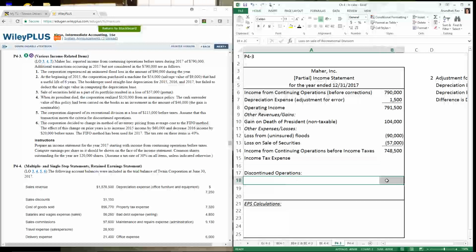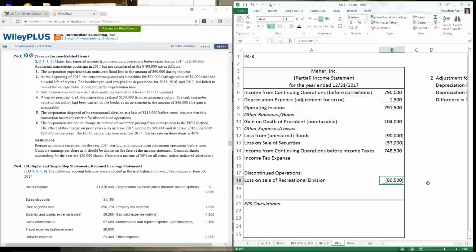So I have a loss on the sale of the recreational item. The loss was $115,000. I need that amount net of taxes. The tax rate I was told is 30%. So net of taxes is $115,000 times 70%, 1 minus the tax rate. That gives me a loss of $80,500.